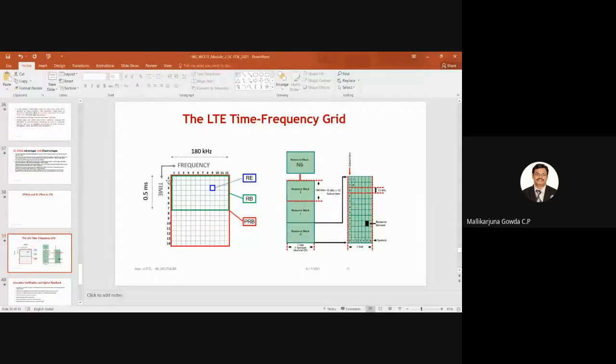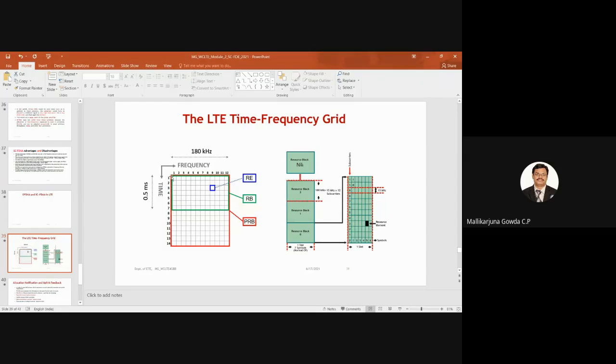So here, how many frequencies are written? 12 frequencies. Yeah, 12, right? It is written 1, 2, 3, 4, 5, 6, 7, 8, 9, 10, 11, and 12. So these are the subcarriers. Okay, so there are 12 subcarriers. And on this axis, what is written? Time, right? Yeah, so this graph is frequency versus time.